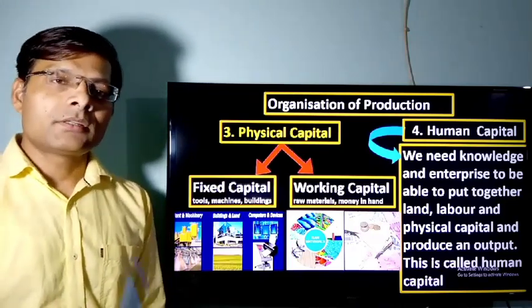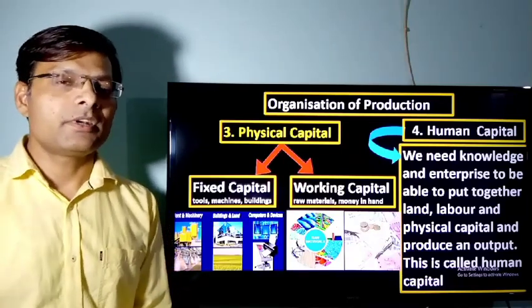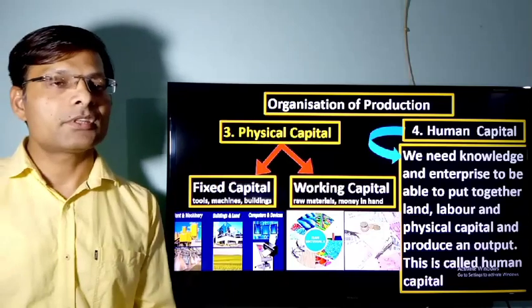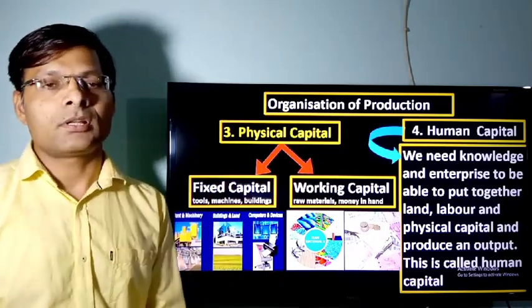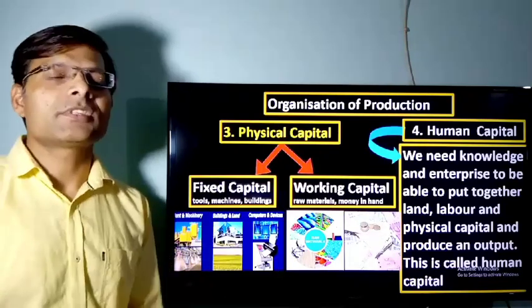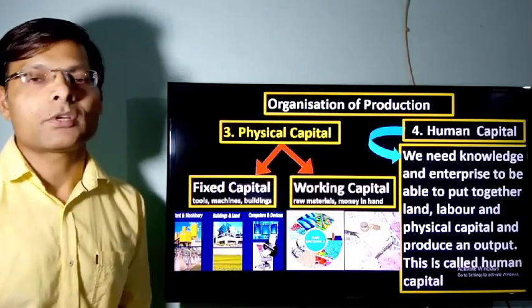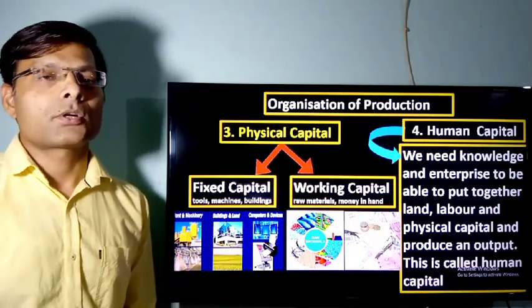But if we talk about fixed capital in the same industry, like the plywood industry, the machinery installed in the plywood industry is fixed capital. But the wood there, and the cut pieces which will be used in the process of making plywood, that will be the raw material.